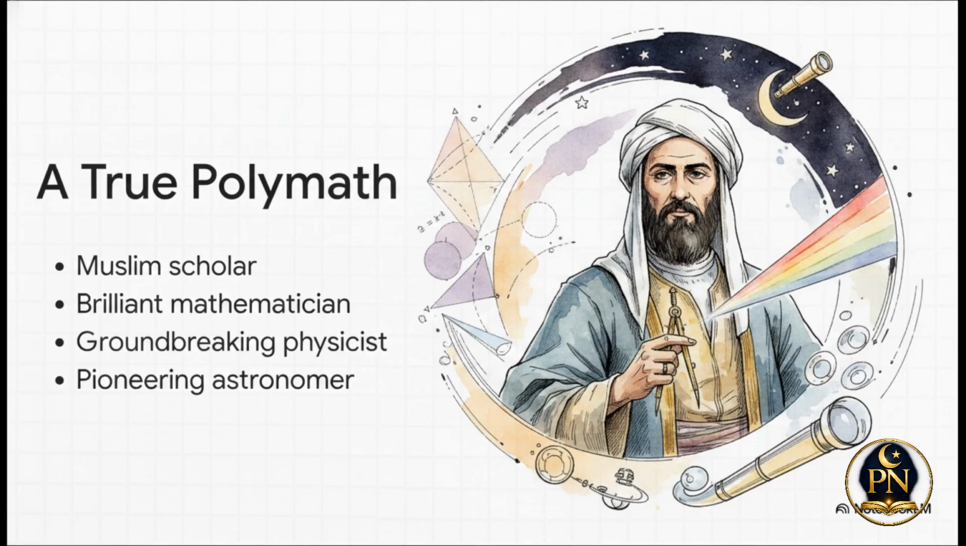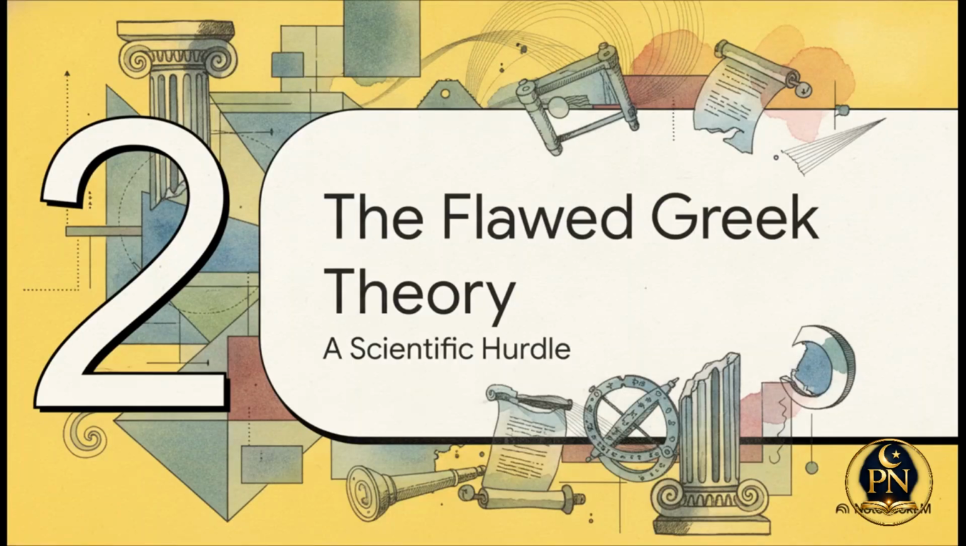Think about it. Because he deeply understood the complex geometry of the stars as an astronomer, he was uniquely equipped to calculate the angles of light right here on Earth. He didn't just accept the status quo, he used his massive knowledge to question the fundamental nature of the universe. Which brings us to a massive hurdle that had kept human understanding totally stuck for centuries. Section 2. The flawed Greek theory.